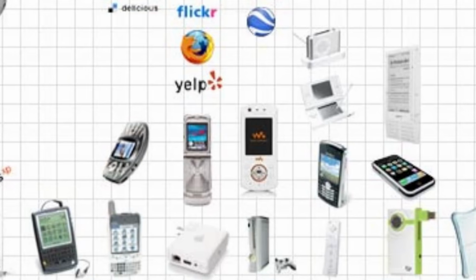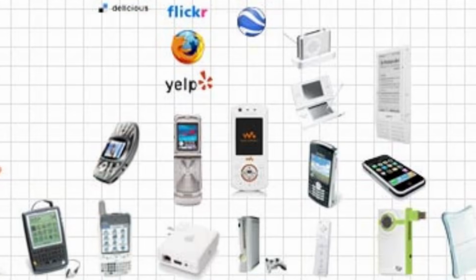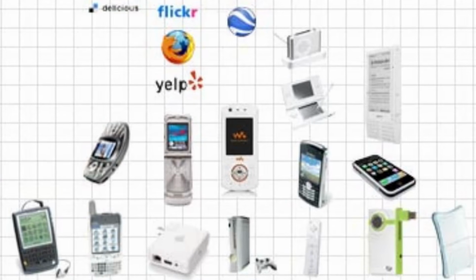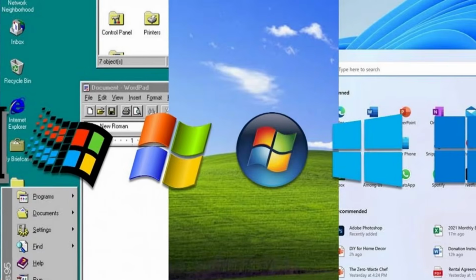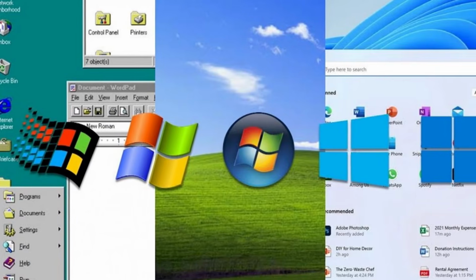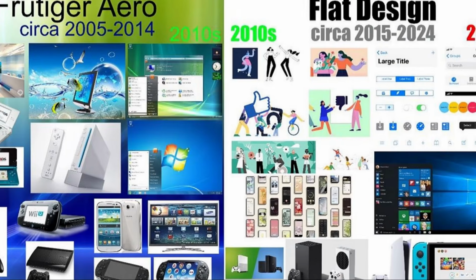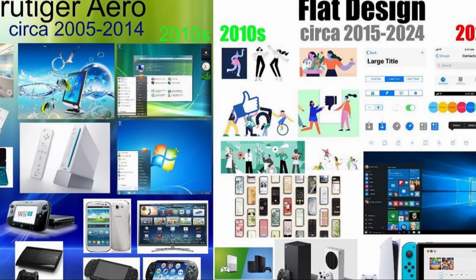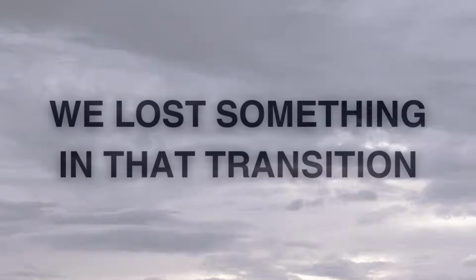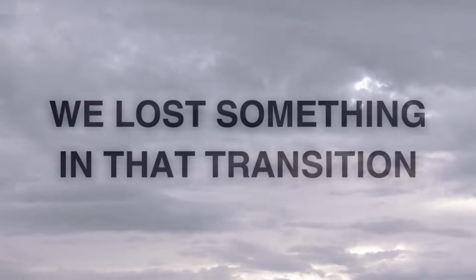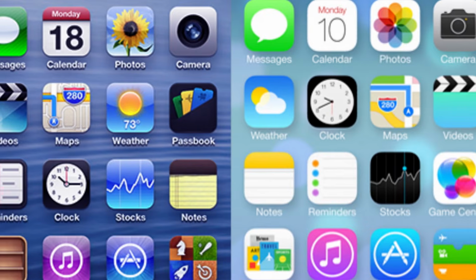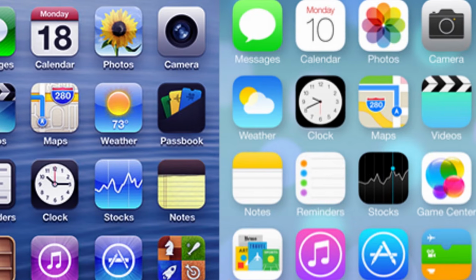But as devices got more powerful and screens got smaller, skeuomorphism started to feel cluttered. Flat design emerged as the sleek, scalable alternative. It was more efficient, more modern, and easier to develop for across platforms. It was more sterile than a dog that just got neutered. We lost something in that transition. What was once a playground of visual metaphors became a blank sheet.